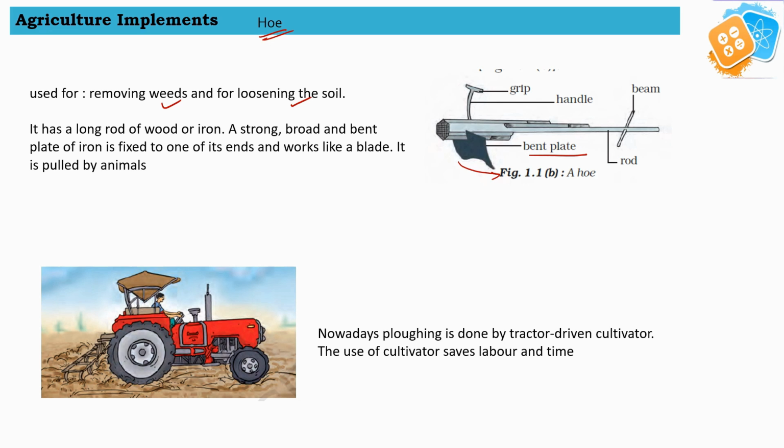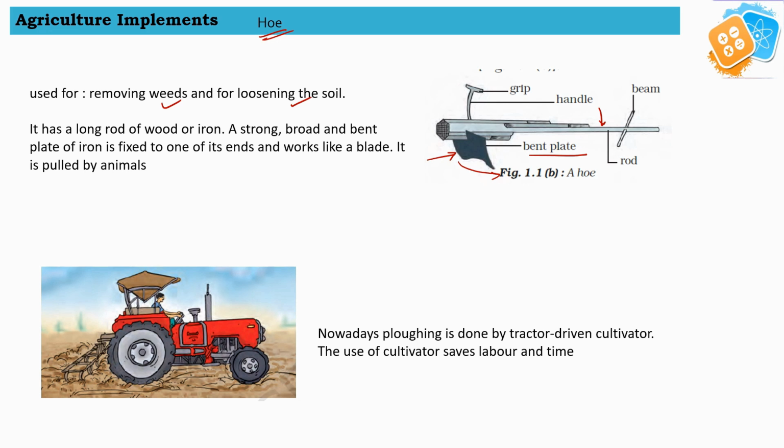It has a long rod of wood or iron, as we can see here, and a strong, broad and bent plate of iron is fixed on the other end and it will work like a blade. So we are talking about this bent plate. It is pulled by the animal and the weeds get removed, and along with that it is also used in loosening of the soil. Then the third one is the cultivator.